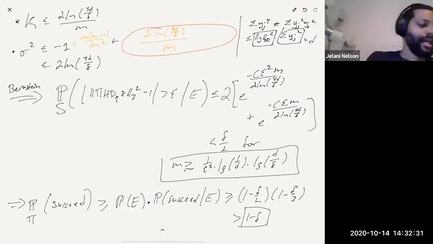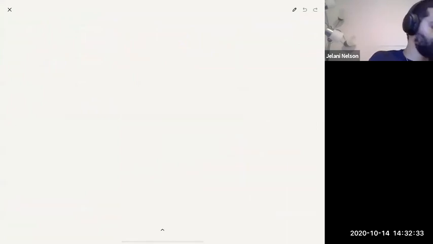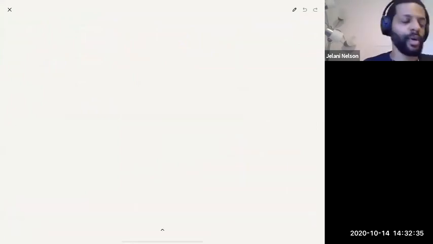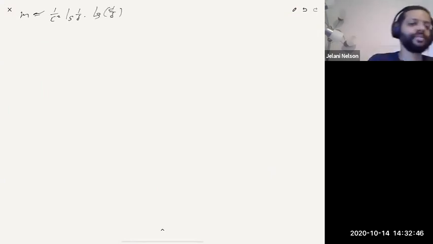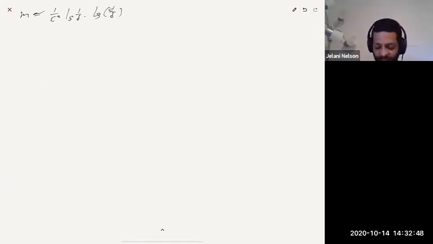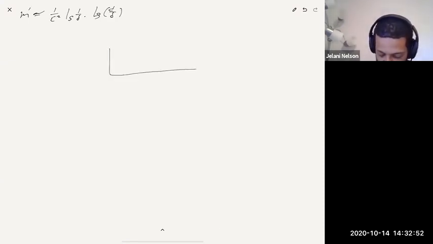Okay, so how do you fix the fact that M is not perfect? So M is now this, up to a constant, 1 over epsilon squared log 1 over delta times log of D over delta. So here's, and that's my matrix pi, right? So that's my, let's call this M prime. So my matrix pi has M prime rows.